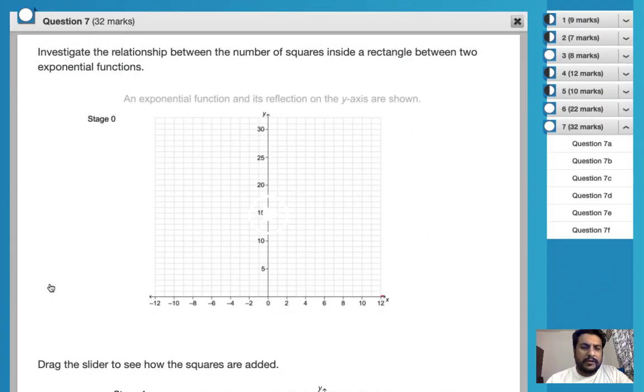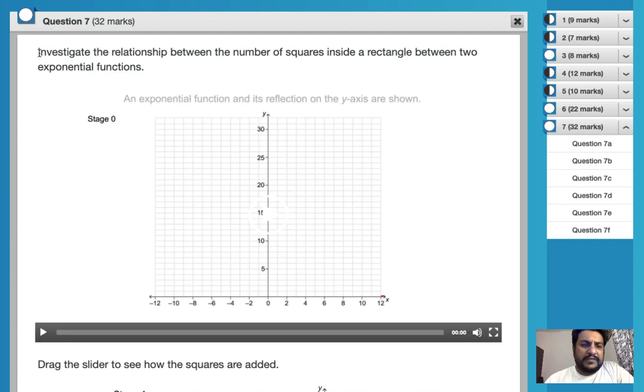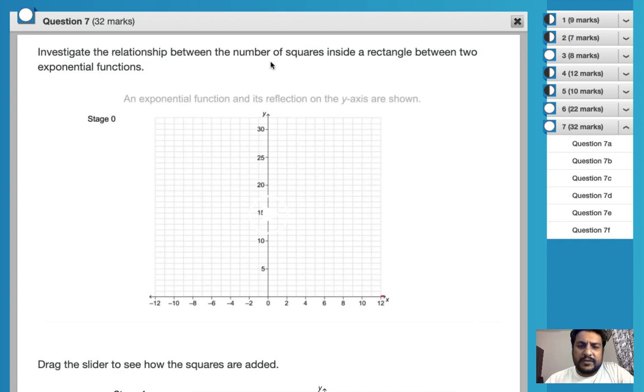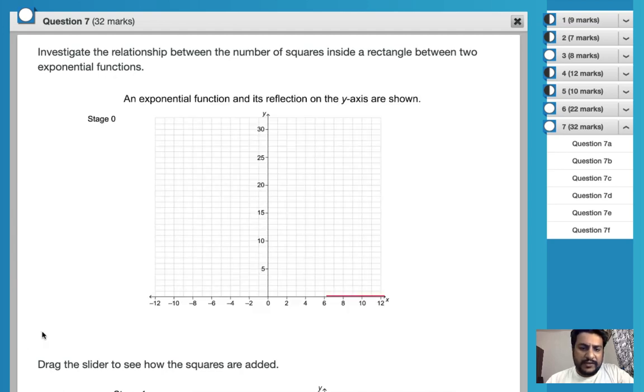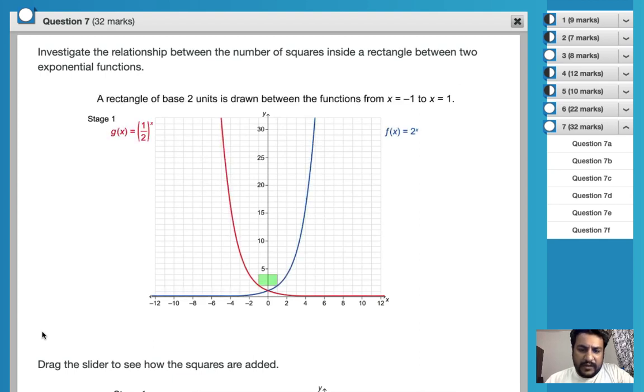Hello, hi. So in this question, basically we'll focus on criteria B, and this is question number 7, a 32 marks question. So what we are doing is investigating the relationship between the number of squares inside the rectangle between two exponential functions. Okay, so there is a video over here. Let's see. This is one exponential function. This is the second exponential function, and these are the squares between the exponential functions.